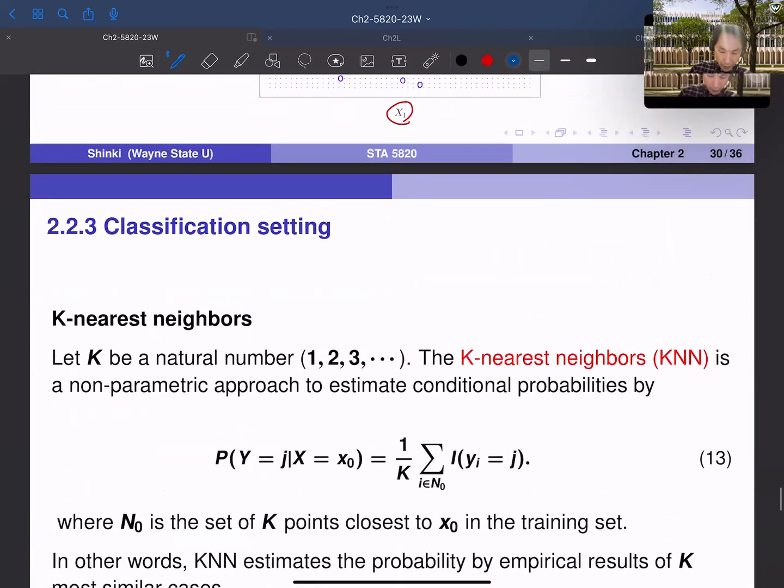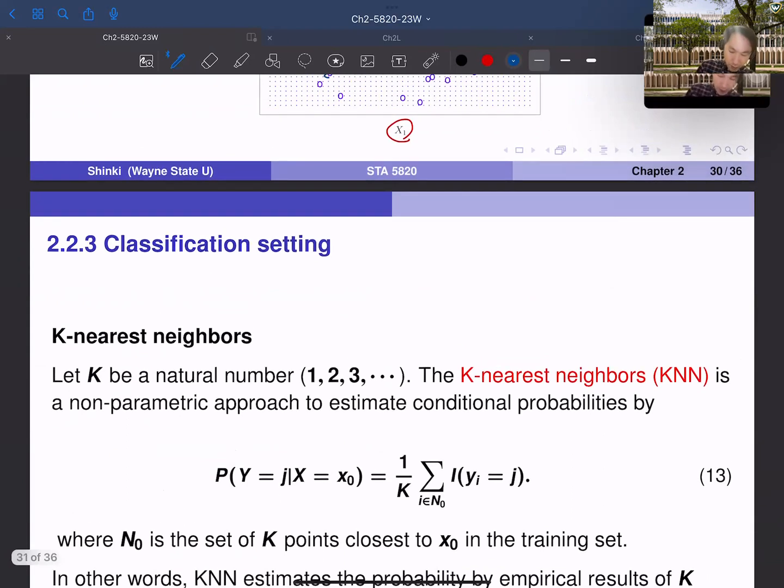Yeah, so if we use the formula, it becomes this. In general, we have some natural number k, and we have several classes, j equal to 1 to g. Then we estimate the probability of Y equal to j given X equal to x naught as 1 over k times the summation of the indicator variable of y_i equal to j. The summation is over the neighborhood of this x naught.